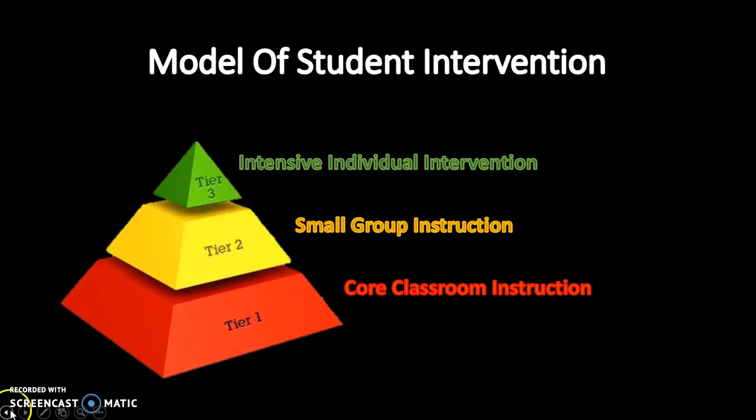The next is Tier 2, and these students work in small groups. They're not necessarily needing individual help, but they are struggling a little. And they want to learn, but they just need a little push to help them. The next is intensive individual intervention. So these individuals need to be pulled out. They most likely are going to get an IEP. These students will need somebody to guide them.